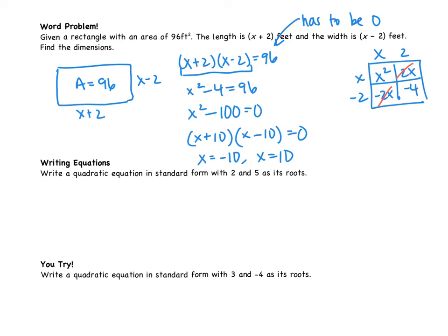Let's start with this -10 first. If I plug -10 into the length, I'm going to get -10 plus 2, which is -8. That obviously doesn't make sense. We can't have a length of -8. So we're not going to use that value. We'll use +10 instead. 10 plus 2 will give me 12. 10 minus 2 will give me 8. So we can say that this rectangle is 12 feet by 8 feet.